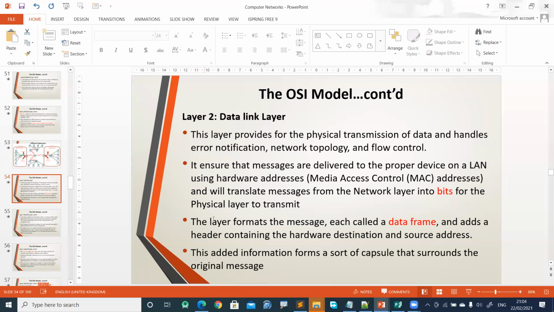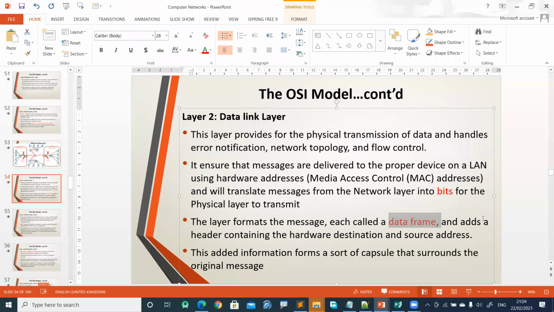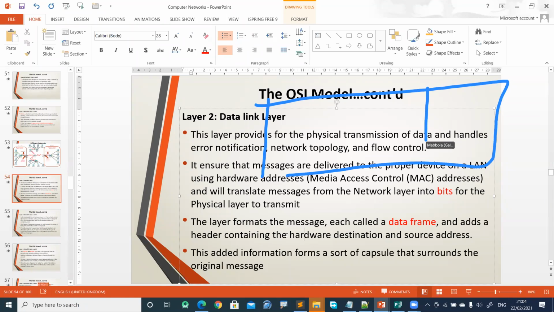Then the message itself at this layer is called a data frame. When a data frame is created, some information is added to the header. What is put in the header when information like this is created? We'll be looking at all these things later on as we go on. In the header, information is put about the MAC address: the destination MAC address and the source MAC address. So this added information forms what is called encapsulation.